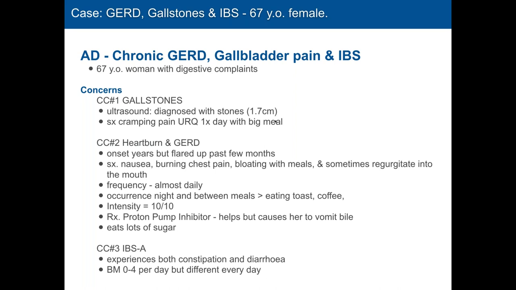She got cramping pain in her upper right quadrant, underneath her ribs. She also had heartburn, and it's been flaring up just recently where she got a lot of burning in the chest. She gets some nausea. Sometimes she gets regurgitation right into her mouth, and that's that GERD thing going on. And she did it daily, and it was pretty severe, like a 10 out of 10. And the drugs did help, but she'd end up vomiting bile, so she's like, yeah, I don't want to take those. Now, she ate a lot of sugar, which is also problematic.